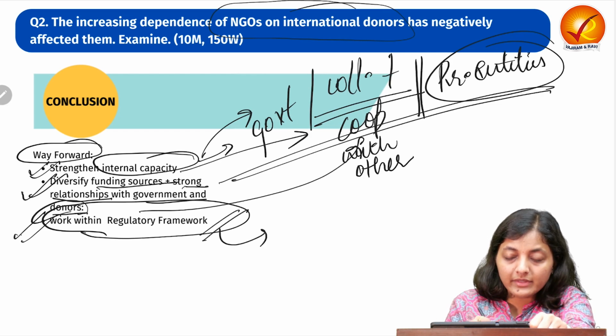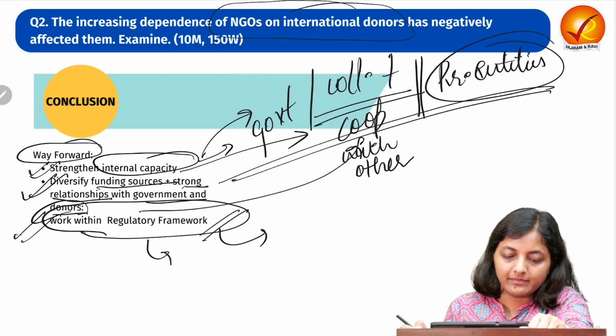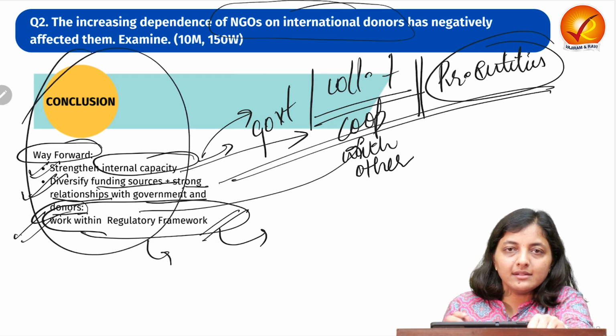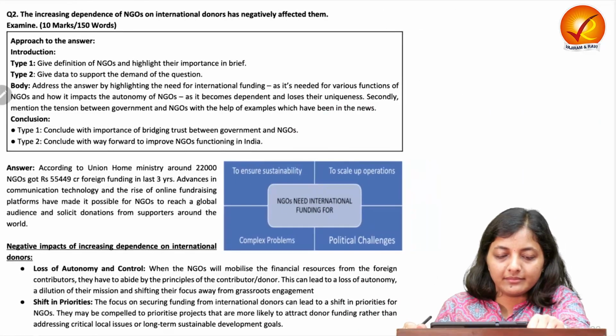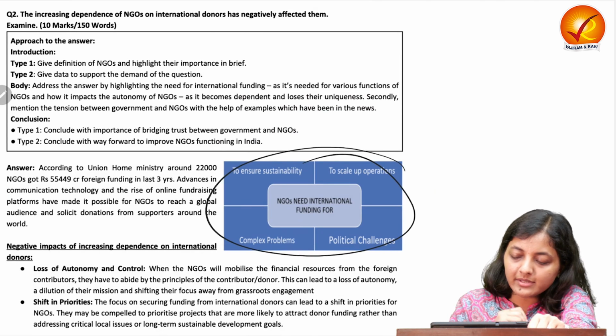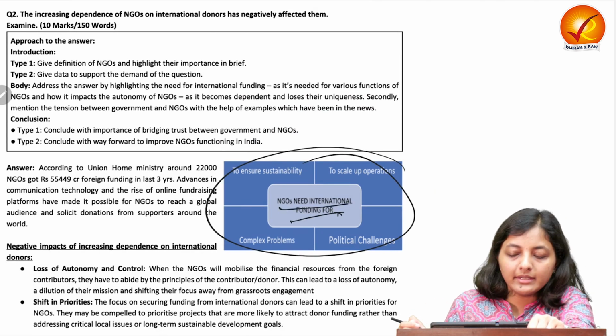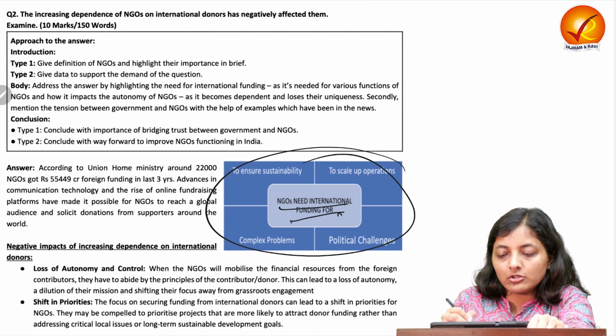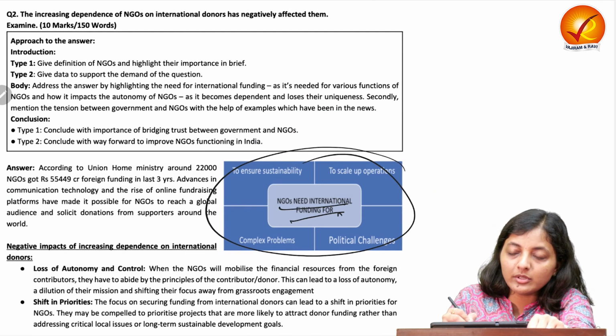Or also they lose the trust of the people if they do all these illicit activities. So this was the whole answer. Let's see the model answer. The model answer starts with the positives of the international funding in diagrammatic form, because the question is not explicitly asking about the positives.